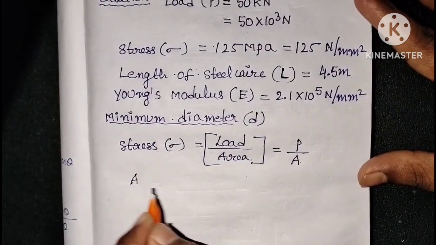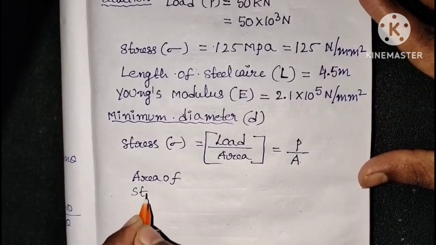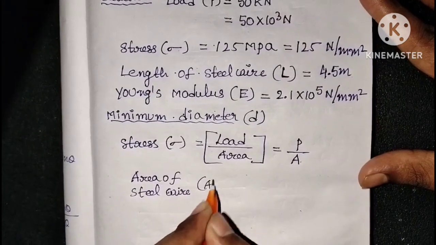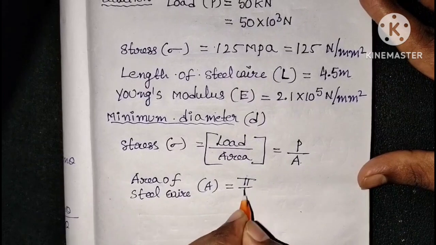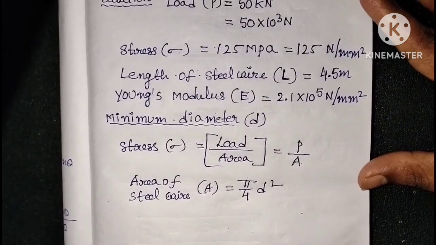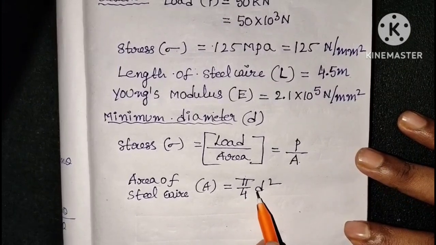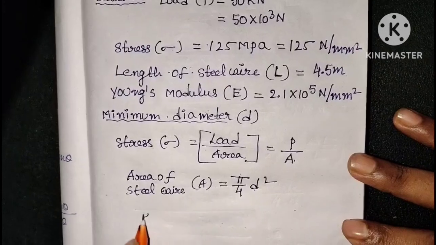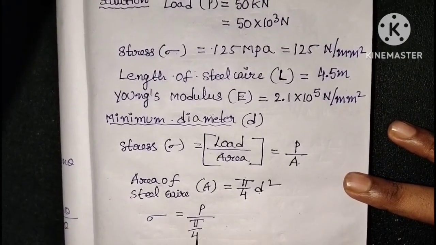So area of steel wire. What is the formula for area of steel wire? So generally wires are in cylindrical shape. So cylindrical shape, so area is equal to pi by 4 into d square. Pi by 4 into d square. So this formula we have to use, pi by 4 into d square. d is the diameter of the wire. Now substitute this formula here. Sigma is equal to P by area, pi by 4 into d square.